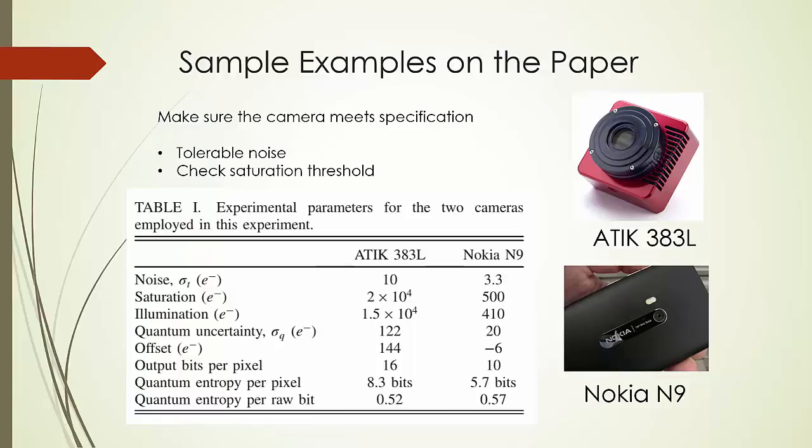The ATIK383L has a very high saturation threshold, which is 20,000 photons, but the Nokia N9 has a saturation threshold of only 500 photons. So in the experiment, they used a light source that was 15,000 photons strong for the ATIK camera and 410 photons strong for the Nokia N9 camera.